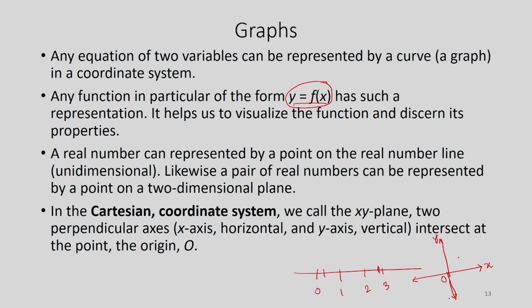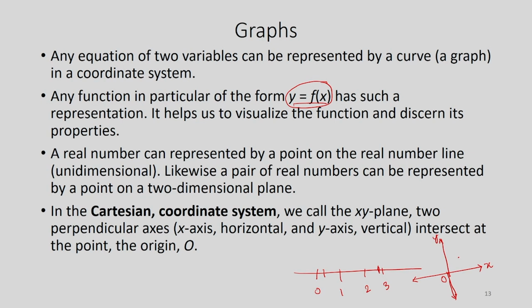X axis horizontal and y axis vertical, they intersect at the point, the origin, which is represented by the symbol O. Okay. So, basically so far we were talking about a single number, but now we are talking about two numbers and how visually we are representing this pair of numbers. Visually we are representing any pair of numbers in a plane, two dimensional plane, and in this two dimensional plane there are two axes.